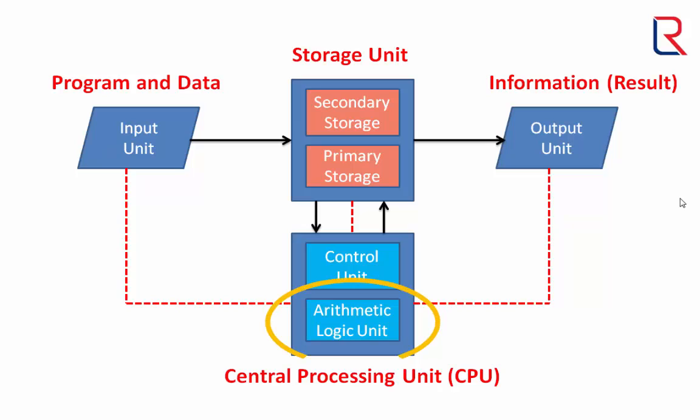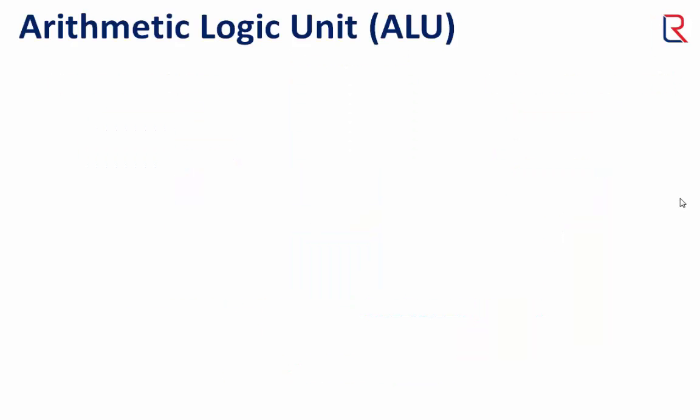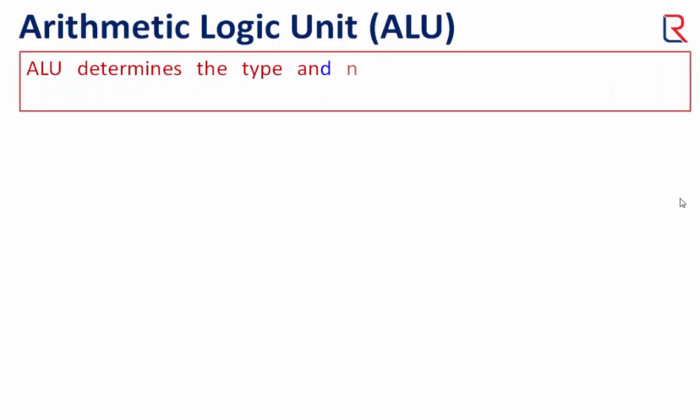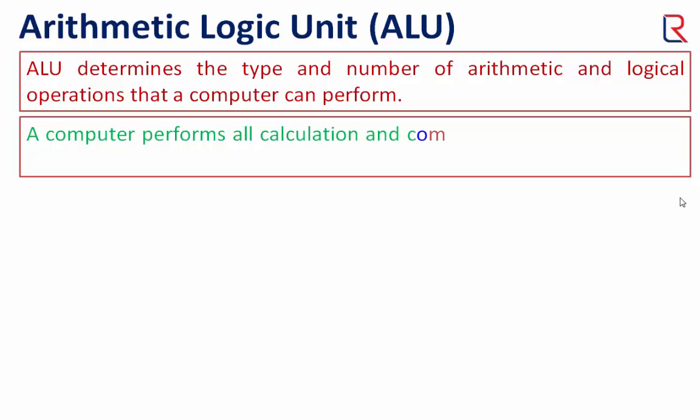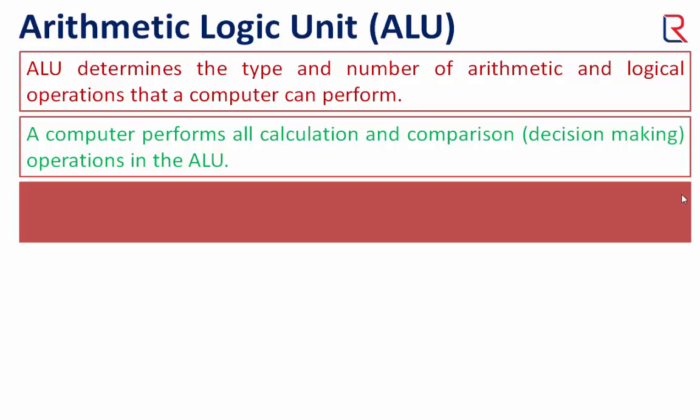Now let us talk about the central processing unit, CPU. There are two parts of the CPU: CU, control unit, and ALU, arithmetic logic unit. So let's have a look. Arithmetic logic unit: ALU determines the type and number of arithmetic and logical operations that a computer can perform. A computer performs all calculation and comparison operations in the ALU.